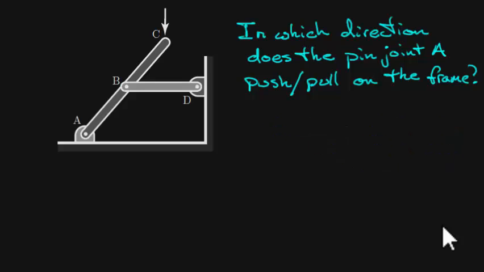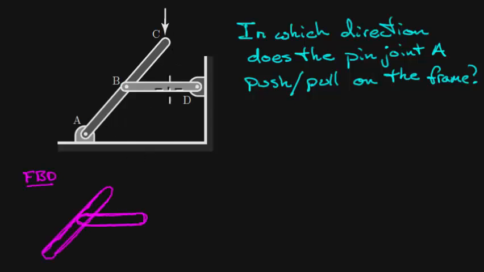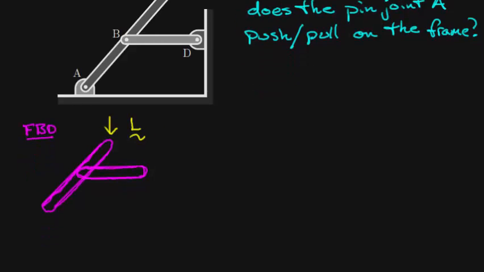Now, the first thing I'm going to do in this analysis, just like a lot of my mechanics analysis, is draw a free body diagram. I'm going to do a free body diagram of this entire frame. The first thing I'm going to note is that I have a force here pulling down. So I'll indicate that right there, and I'll call that force L for the load acting on the frame. Now let me scroll up just a little bit.